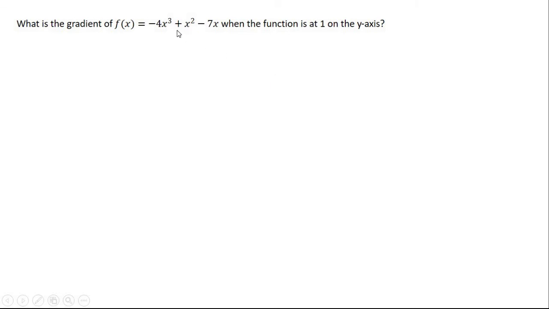what is the gradient? Okay. So firstly, when I say the first thing you do, write down what you know. So you know that y equals 1, and you know this is your function. Then write down what you're looking for.